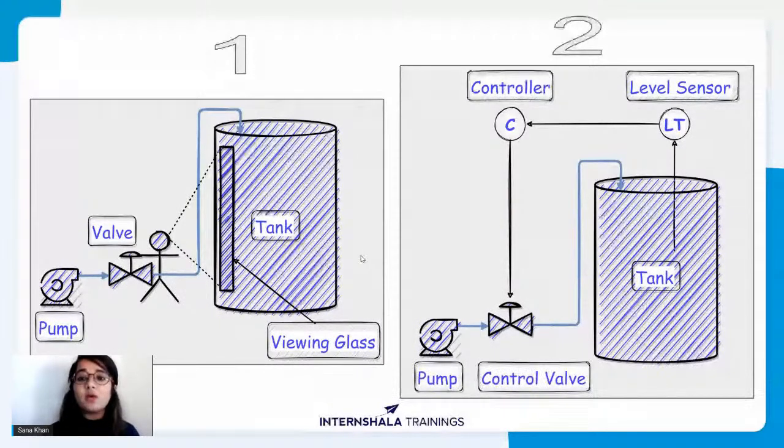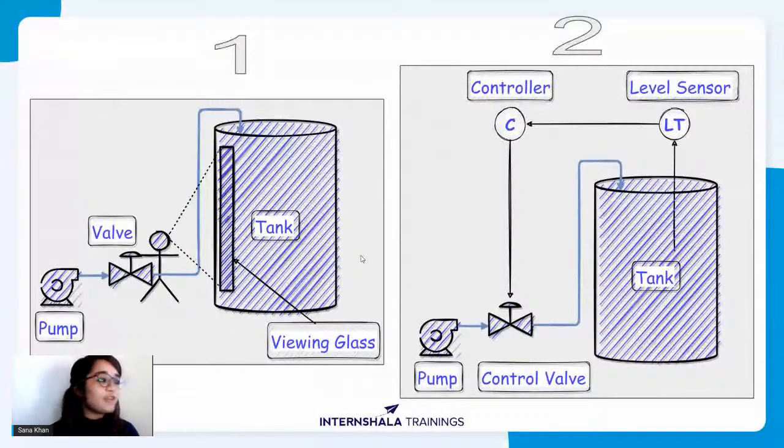And this computation will give a feedback to the control valve, and it will automatically decide, okay, the level is filled, I need to close the valve, no water needs to go, or the tank is underfilled, I need to keep letting the water in. So definitely image 2 is the automated one, as you all have guessed.